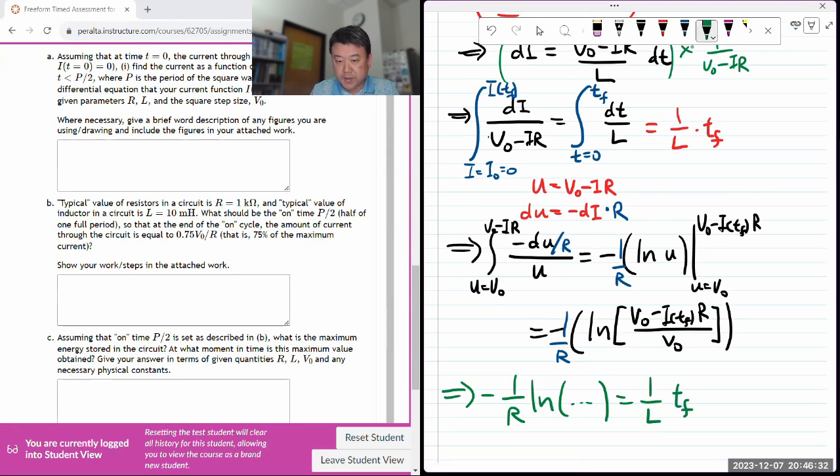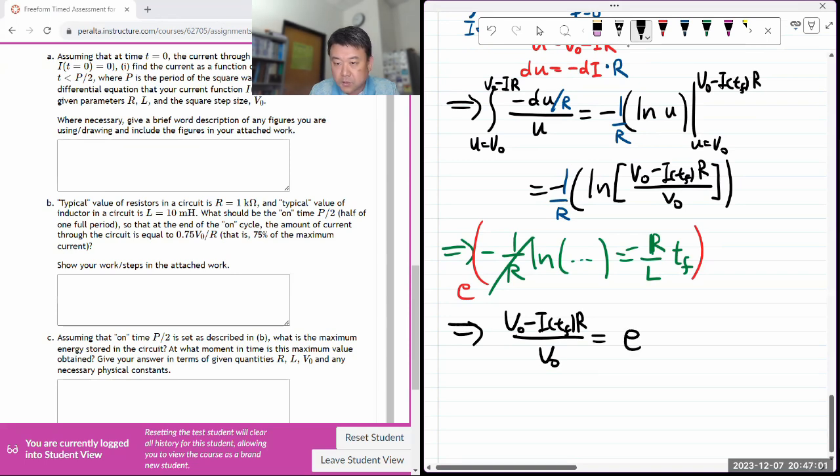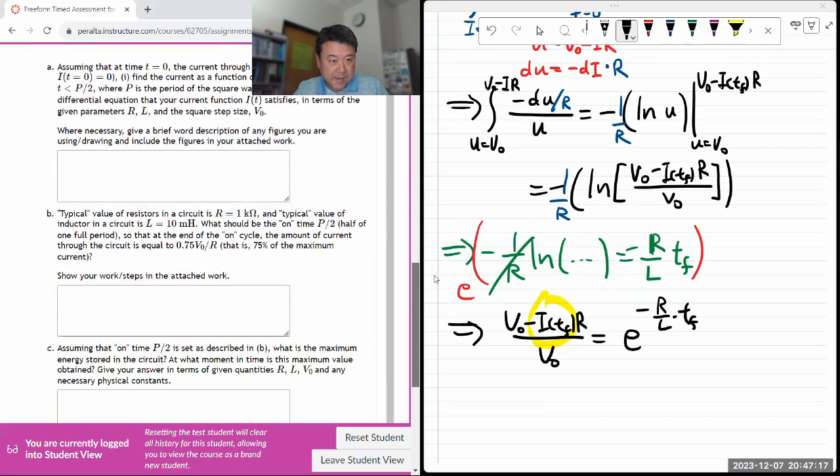So I can solve for the natural log by multiplying through by minus r. To get rid of the natural log, I can exponentiate everything, exponent of e. Then on the left hand side, I get what's inside the natural log, V naught minus I of t final r over V naught. On the right hand side, I get e to the power of minus r over L times t final. Okay, and I think I can solve for this current here. In the interest of time, I'm going to do that in my head because I'm running out of time.